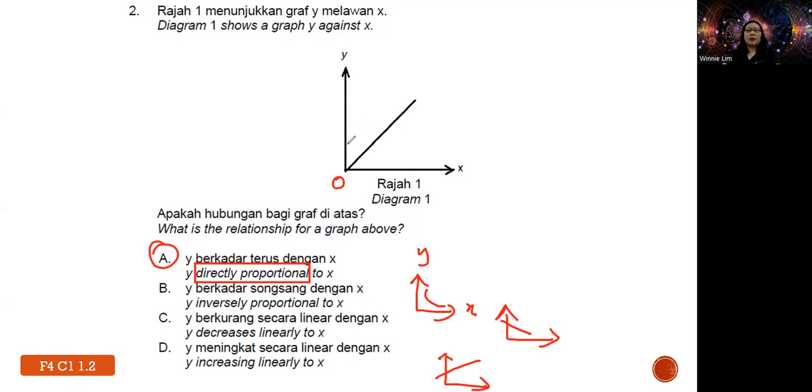Now, do not give the answer as increase when it is a curved line, for example, like this, where you say when x increases, y increases. But normally for physics, they normally ask the relationship for graphs in terms of straight lines.